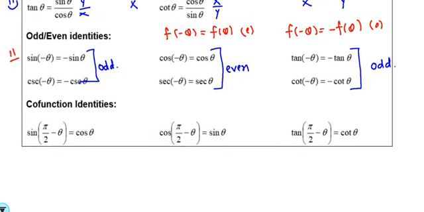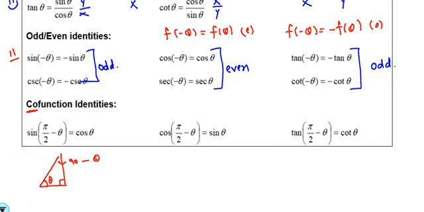Let's take a look at the last one, the co-function identity. Where does the co come from? Sine of pi over 2 minus theta is cosine theta. Cosine of pi over 2 minus theta is sine theta. And tangent becomes cotangent. This comes straight from the triangle. If this is theta, then the other angle will be 90 minus theta, because this is a 90. Agree?